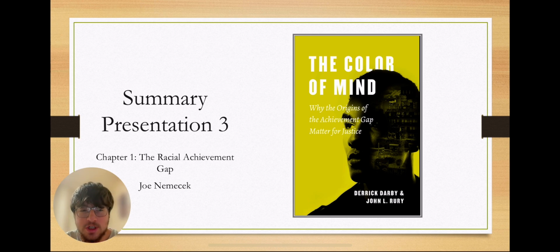I chose to do Chapter 1, the Racial Achievement Gap, from the book The Color of Mind we've been doing for our discussions. My layout for this presentation is I took the four subheaders of the chapter and gave the main ideas and examples and summarized those to give the full chapter summary.